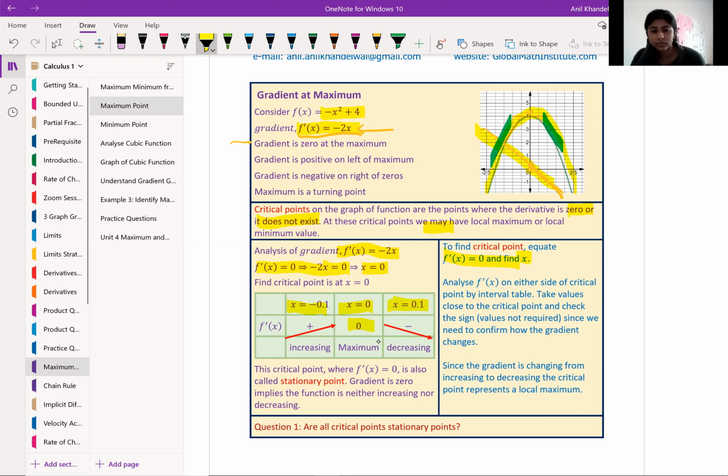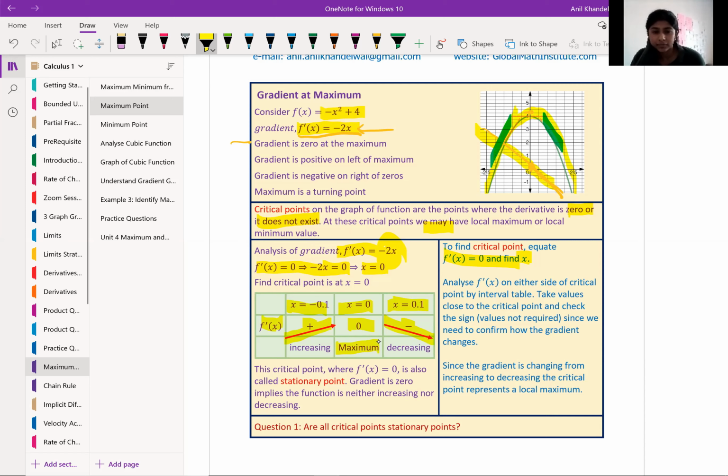When I substitute this value in our gradient function minus 2x, right? Minus minus gives me a positive value. But when you multiply with negative 2x, you get a negative value. Positive gradient means the graph is increasing, as you can see from here on the left side, and on the right side, the graph is decreasing because the gradient is negative. Since it changes from increasing to decreasing, we have a maximum at x equals 0. Is that clear to you?